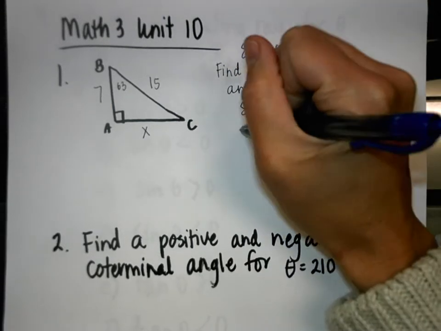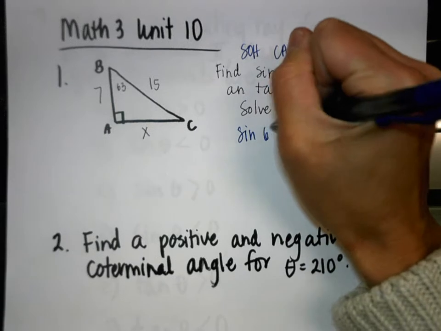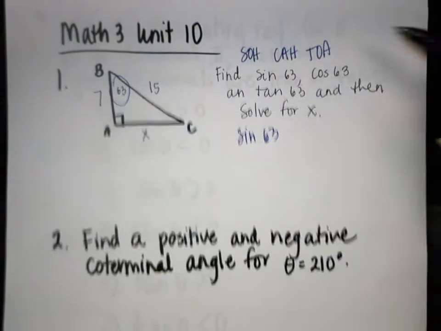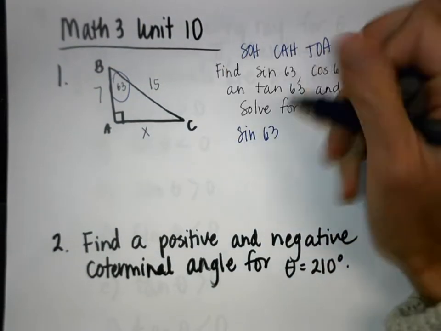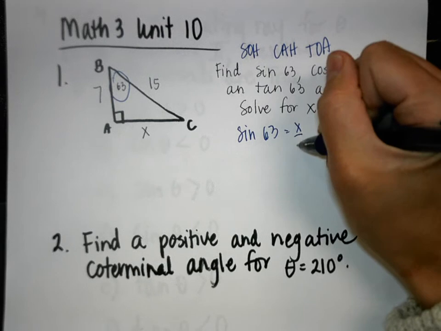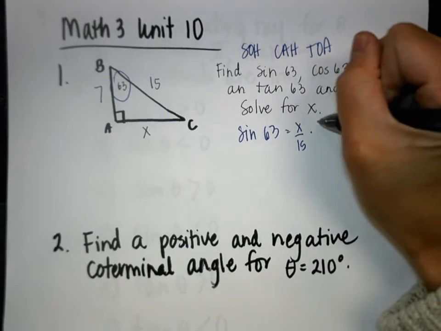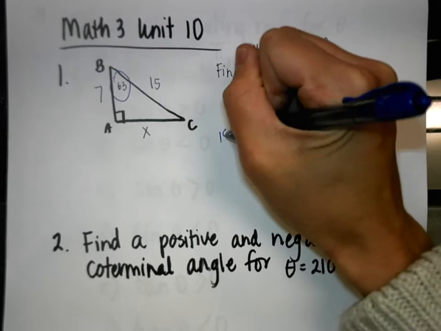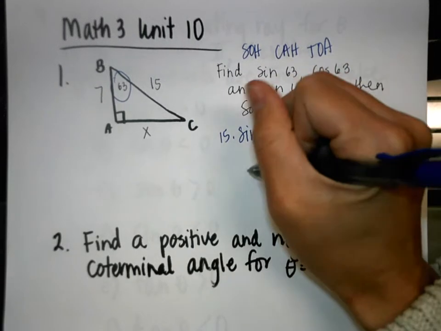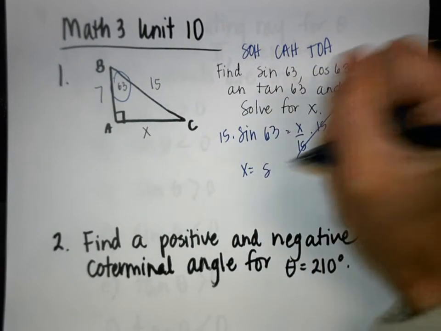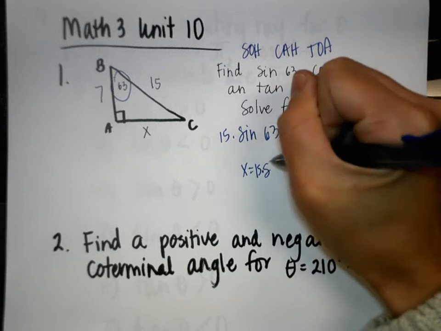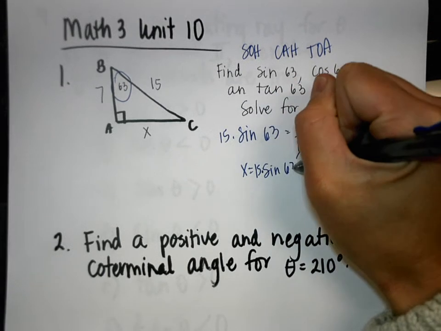And so therefore, when we are finding sine of 63, opposite of 63 is x over the hypotenuse is 15. If we want to then solve for x here, we would just multiply by 15 to both sides. And so x equals 15 times sine of 63.